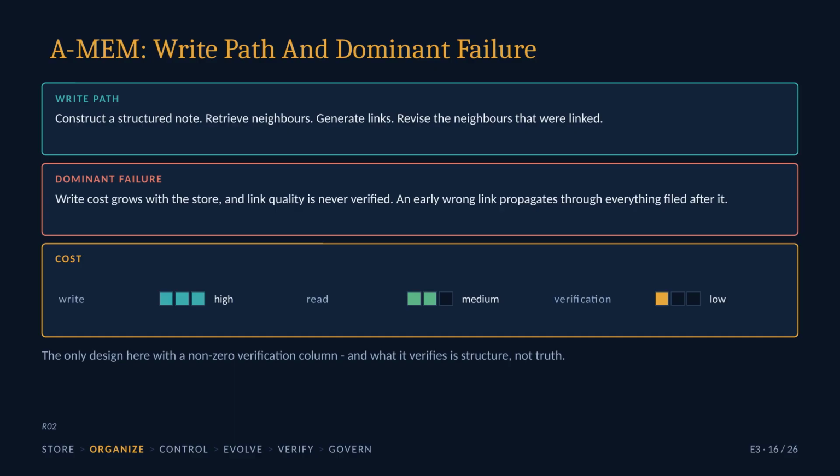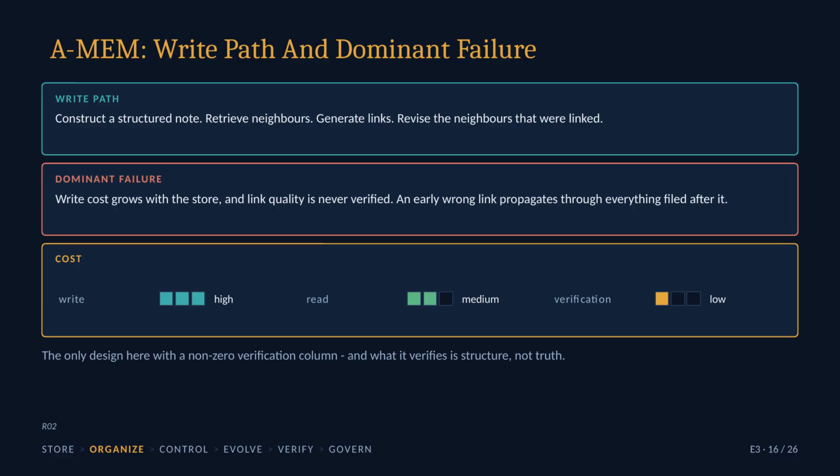The write path has 4 steps: construct the structured node, retrieve neighbors, generate links, revise the neighbors you linked to. The dominant failure follows from step 2, write cost grows with the size of the store, and link quality is never verified, so an early wrong link propagates quietly through everything filed after it.